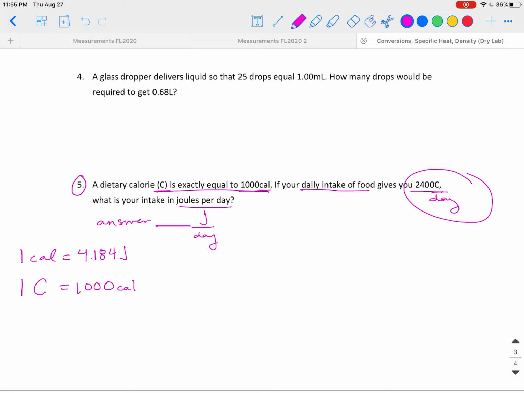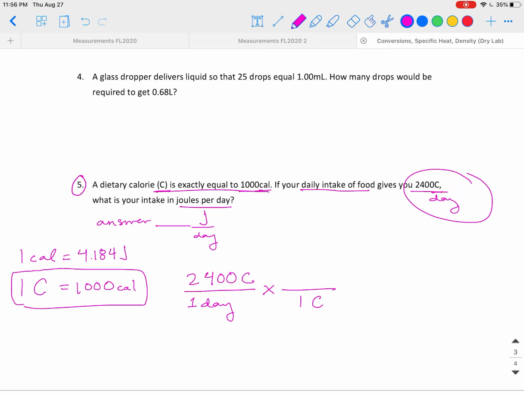So I'm going to start with this value. 2,400 capital C calories per day, and that is just one day. And I want to know how many joules per day. So we're going to convert. I don't have a relationship to go from capital C calories to joules. First I have to go to lowercase c calories. So I'm going to use this relationship right here to cancel my capital C calories. So for every 1 capital C calorie, I have 1,000 lowercase c calories.